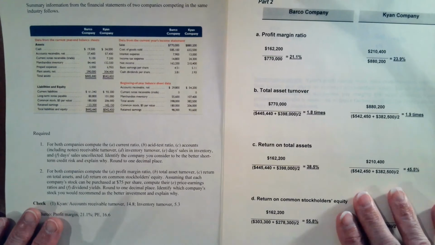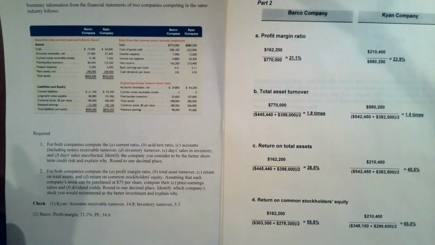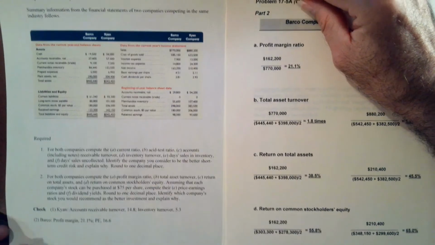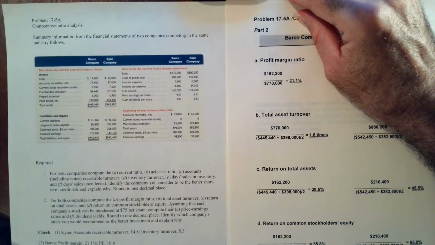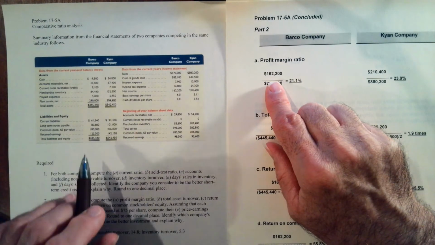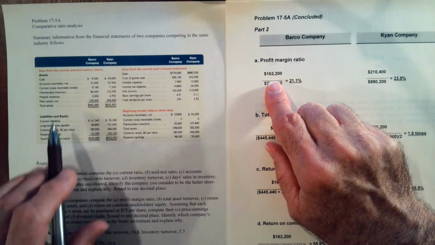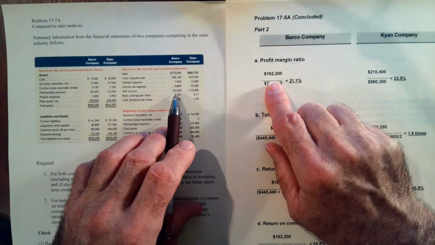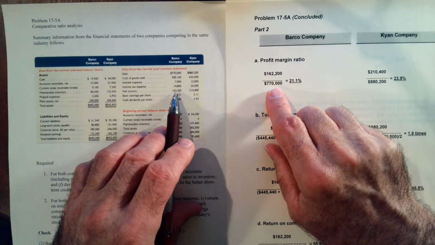So the next thing we're going to look at is profit margin ratio. Profit margin ratio takes net income divided by sales, so everything is divided by sales. Net income was right over here. Where'd it go? Okay, there it is right there. 162,200 is in the numerator, and then the denominator is sales.